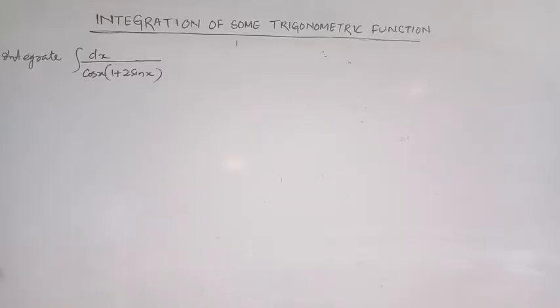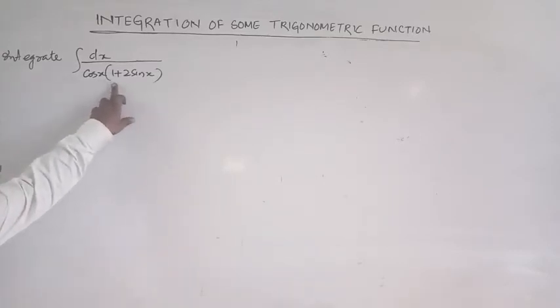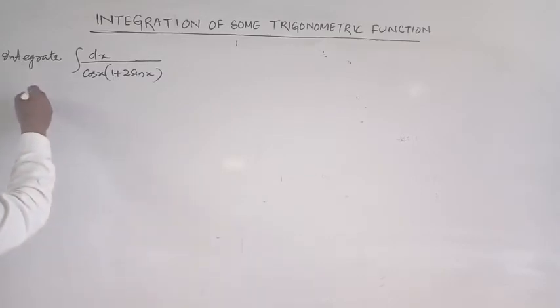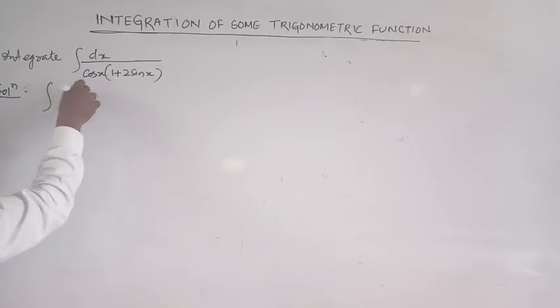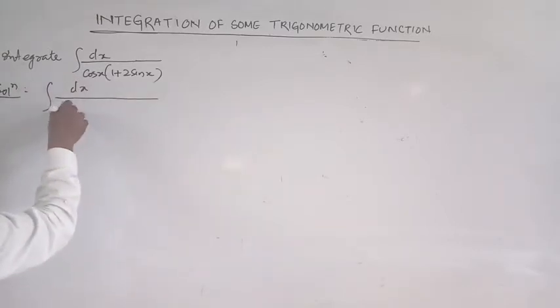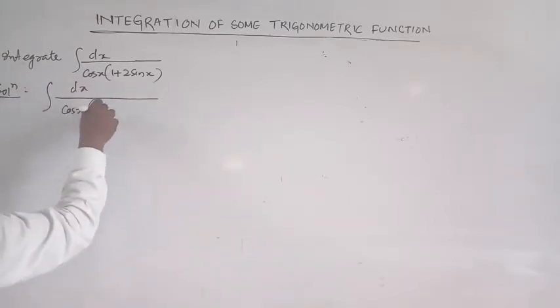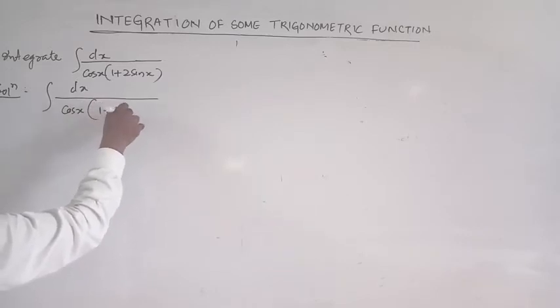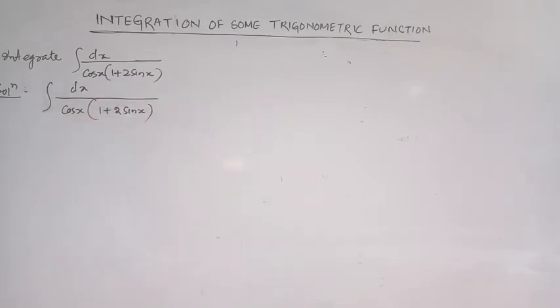One question: integrate dx by cos x into 1 plus 2 sin x. So this is what? Solution: dx by cos x into 1 plus 2 sin x. Okay, this cannot be made into partial fractions directly. We have to use the substitution method.